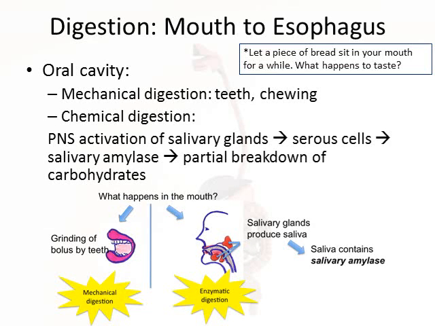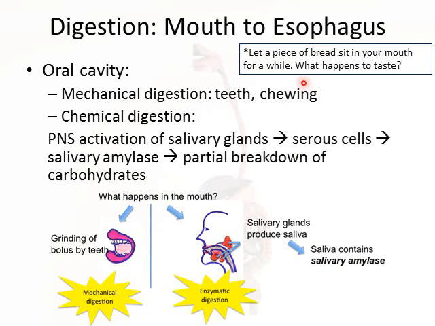So we get parasympathetic nervous system activation of the salivary glands. We stimulate those serous cells that secrete the thin watery secretion, which contains an enzyme called salivary amylase. If you go back to the beginning of these slides, you'll see that all the amylases are there to break down carbohydrates. So that's what salivary amylase does. We partially start breaking down carbohydrates. And it's important to know that this is where chemical digestion starts.